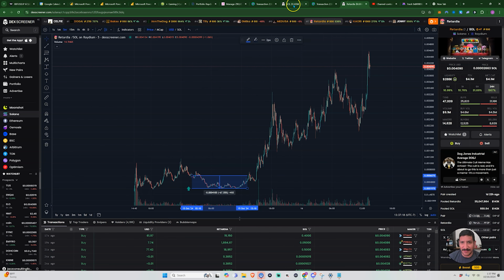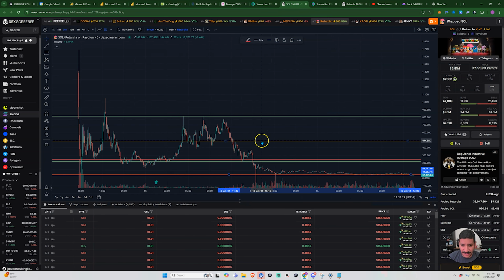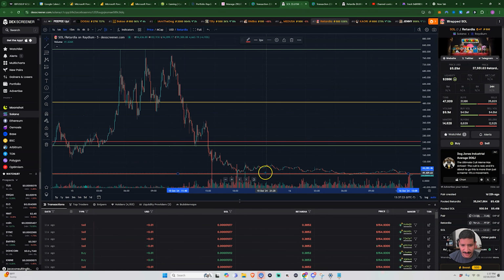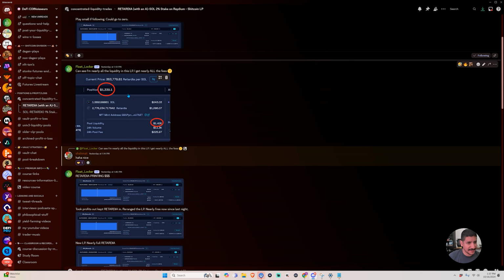And I was in this range where it's depicted in yellow. This was my upper range. It's my lower range. Price got into here and I was generating a ton of yield. In this post right here, you can see I'm nearly all the liquidity in this liquidity pool. So I'm getting all the fees.